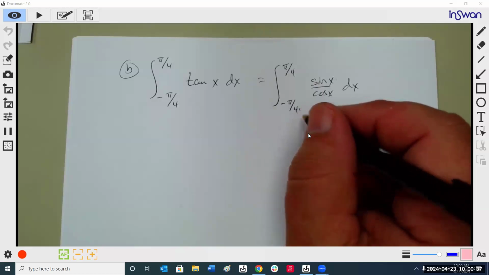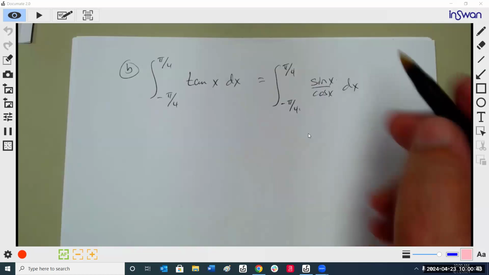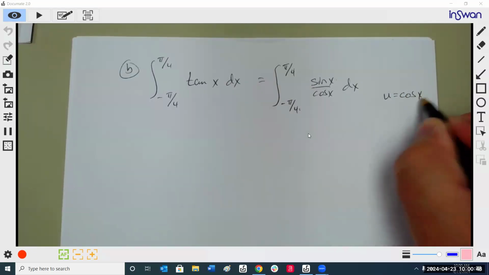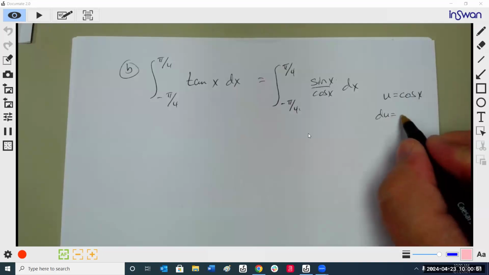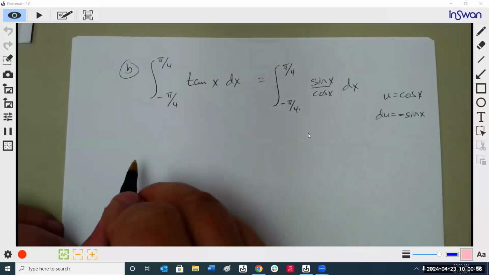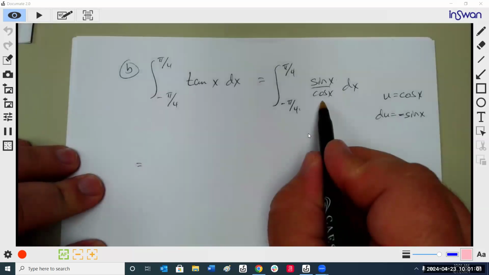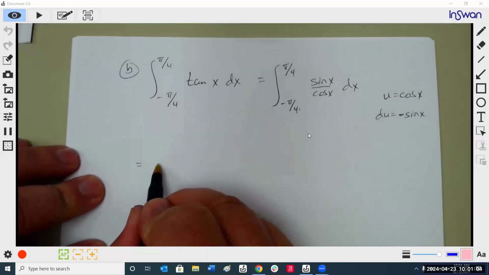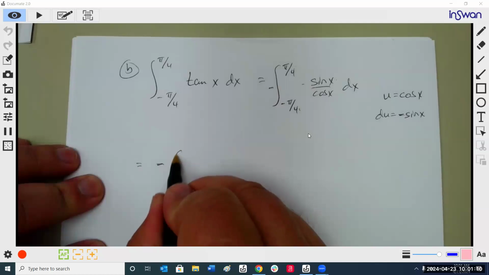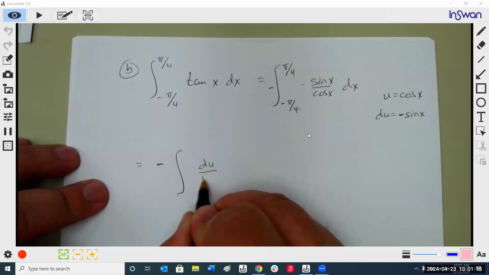Minus the negative sine pi over 4, what's that going to give us? So what's our u going to be? U is going to be cosine. Du will be negative sine. So what we have here, we need to have a negative in front of the sine, so we have to put a negative out in front. So it's du over u.